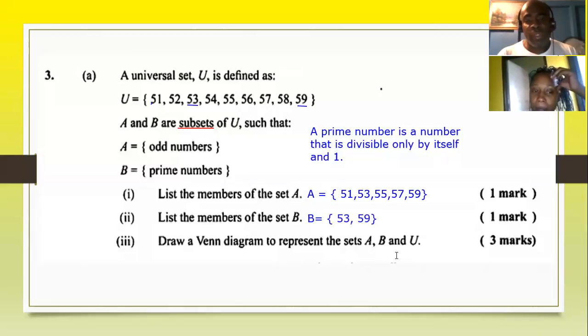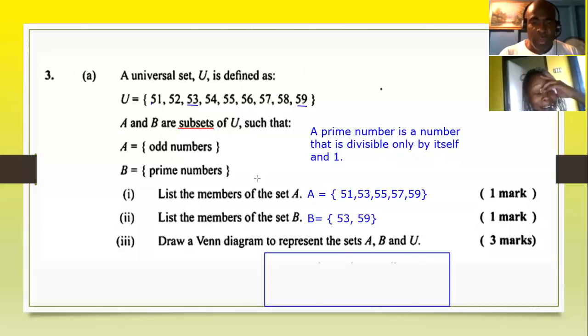Yes sir. All right, so we're going to draw the diagram now. You're going to tell me how to draw the diagram. So we draw the rectangle, what next? You draw two circles, one inside the other. Very good.